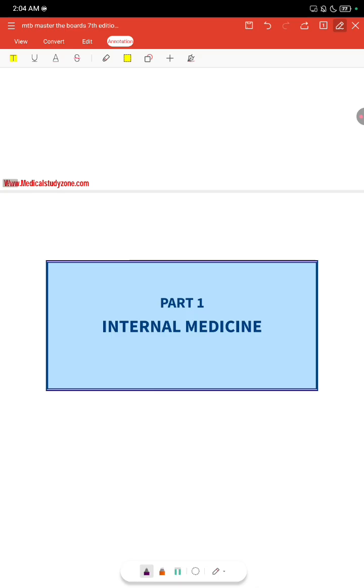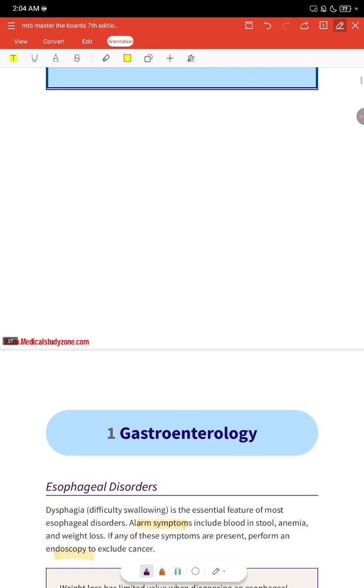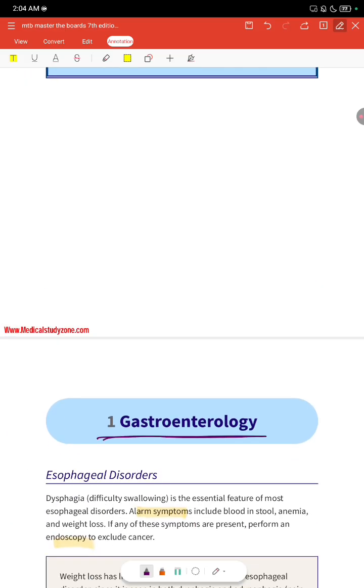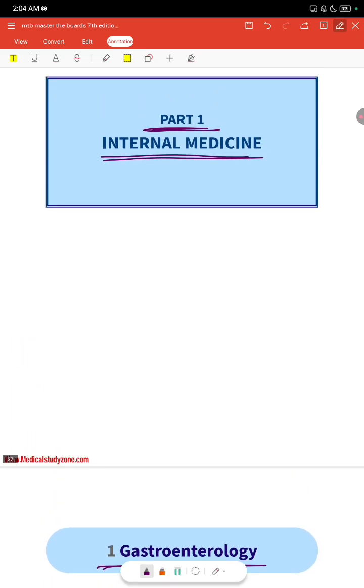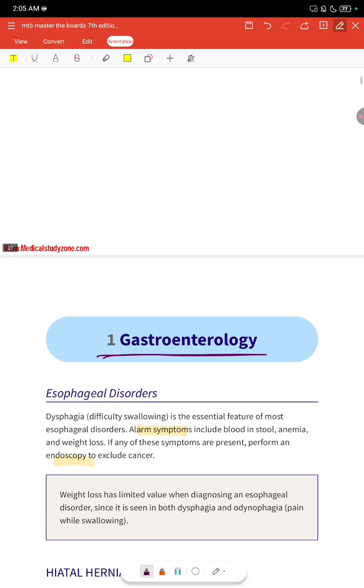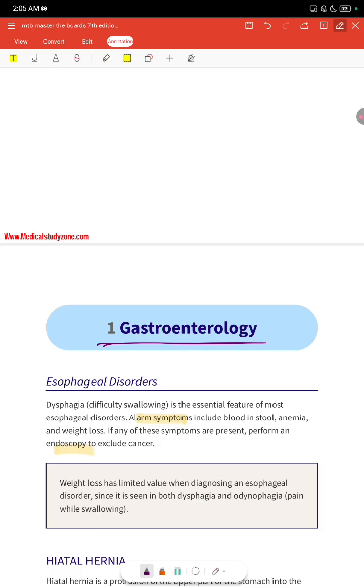Today, we are starting with part 1, Internal Medicine, chapter 1, that is Gastroenterology. In this series, we will cover every key point and concept from the chapter, ensuring nothing important gets left behind.